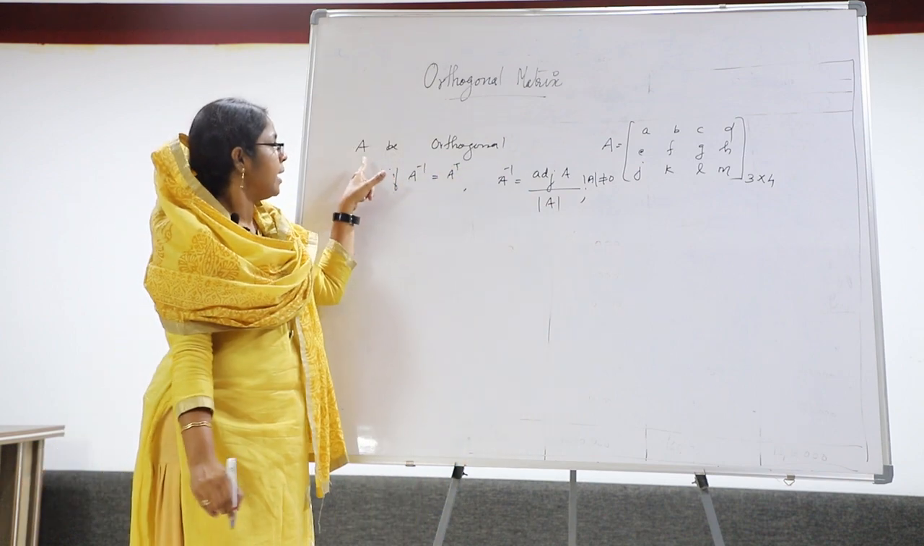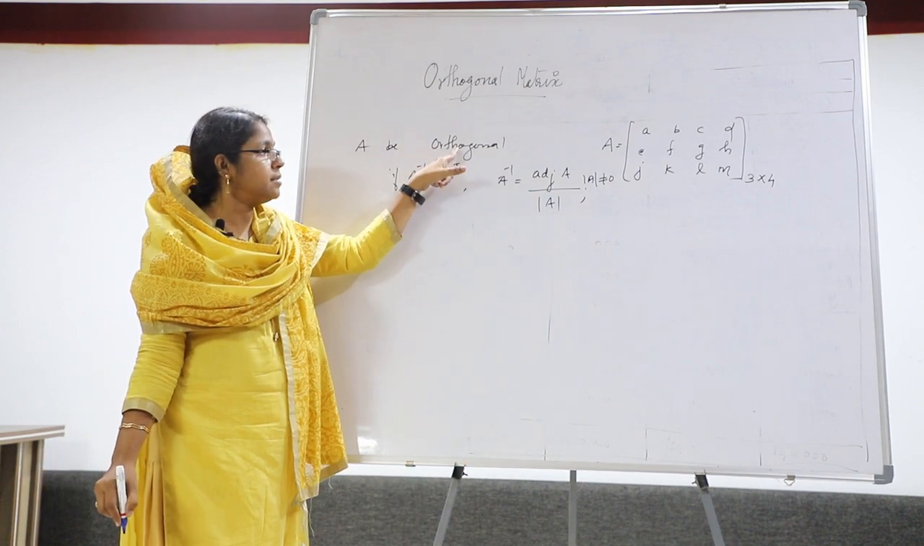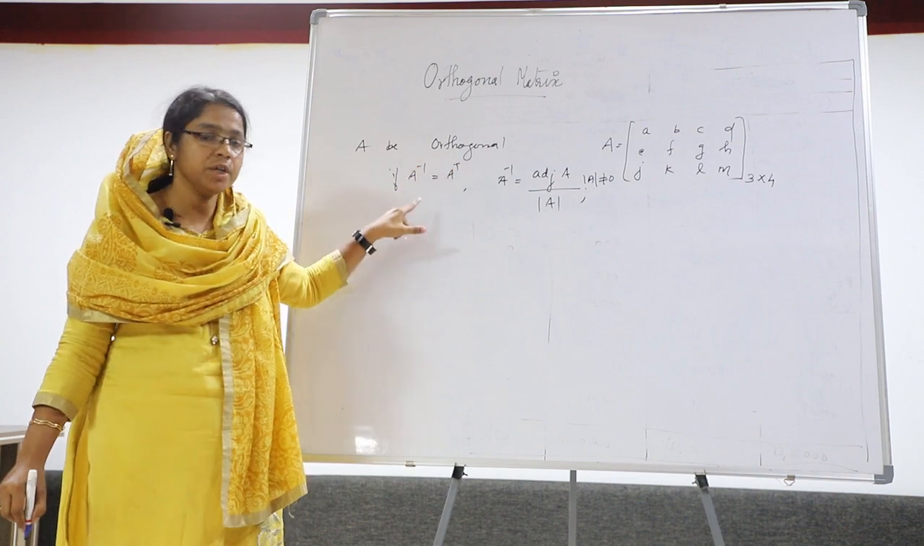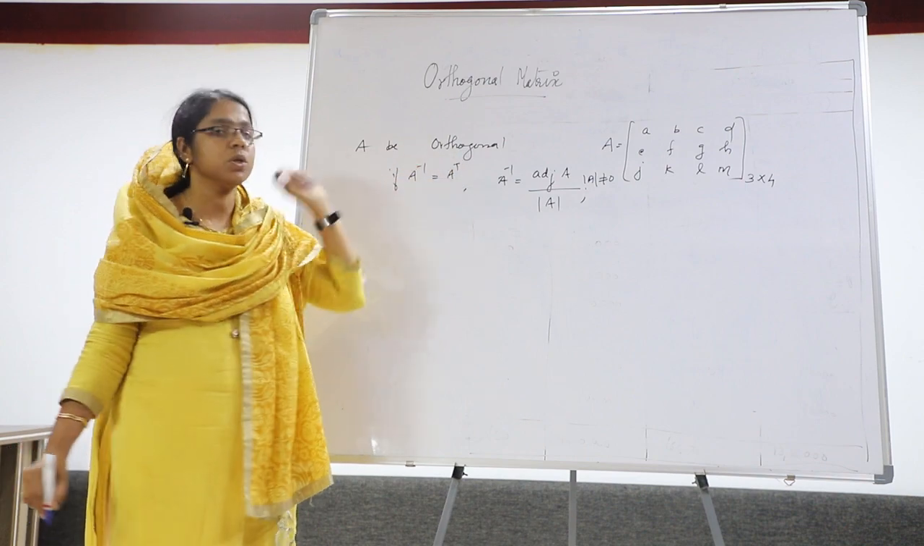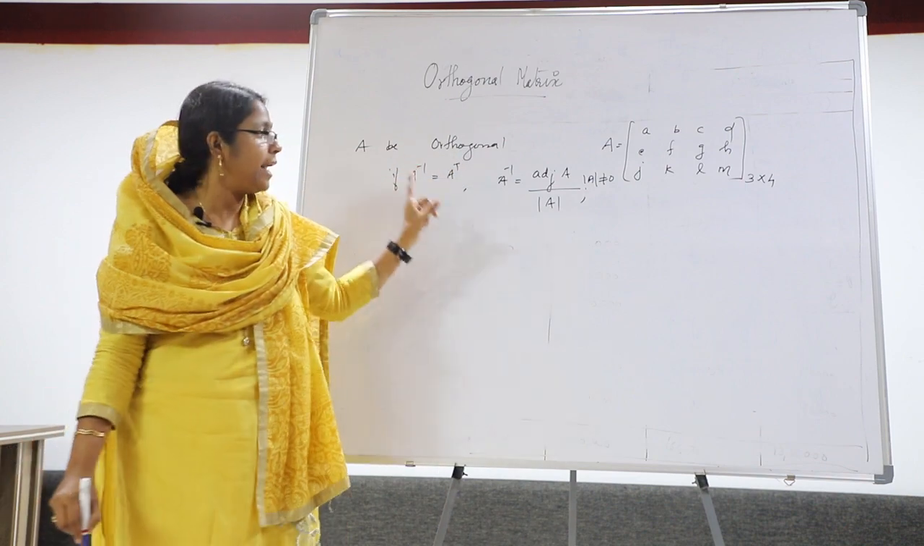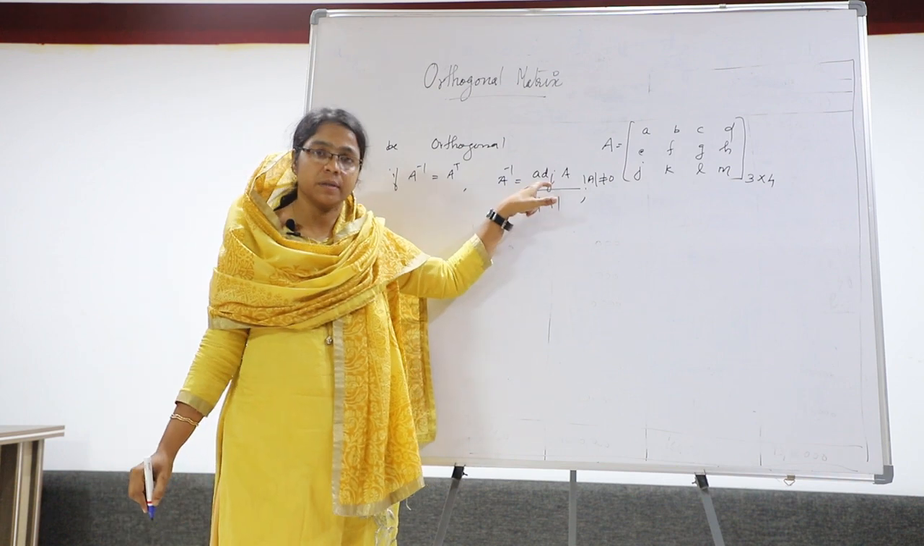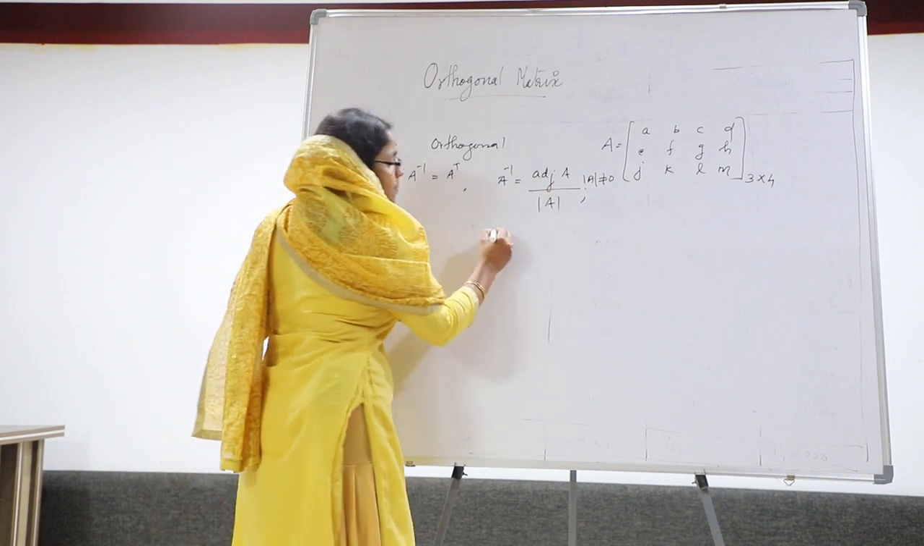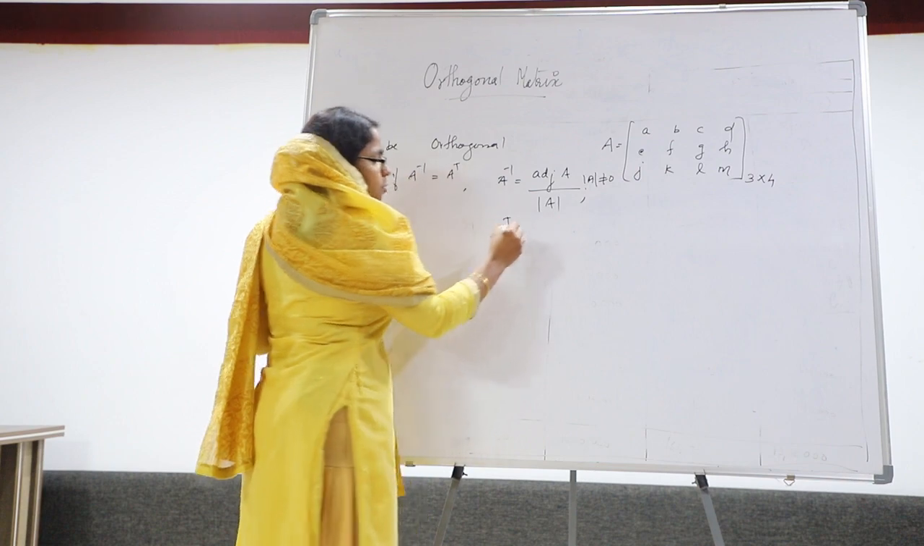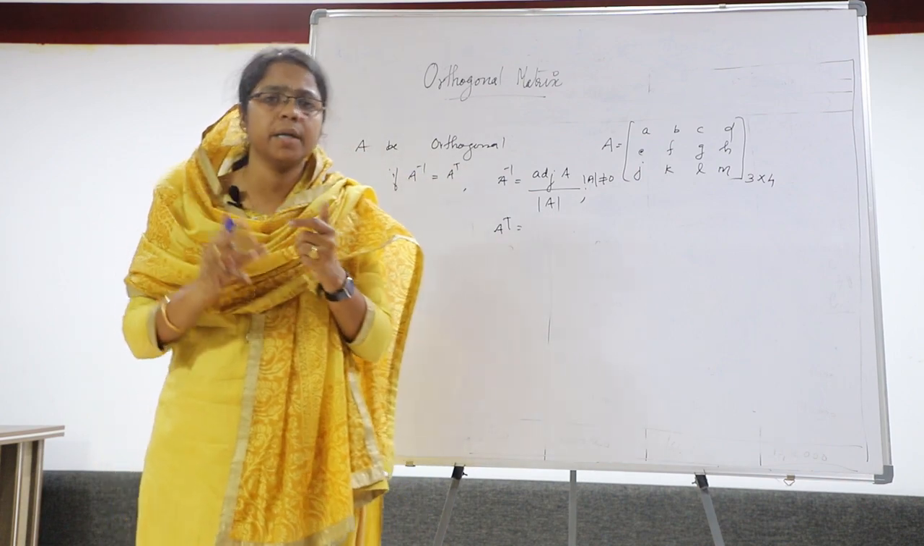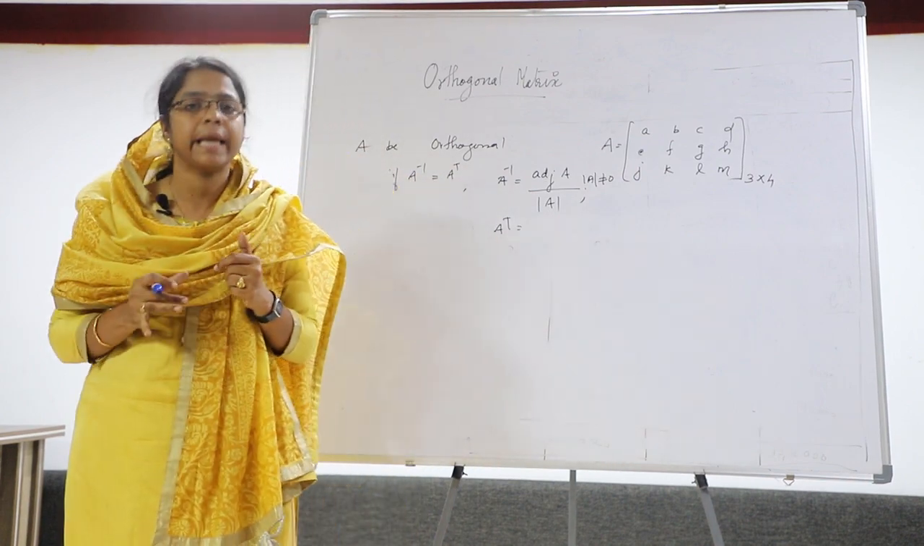Okay. And then if A is a square matrix, it is said to be orthogonal if A inverse is equal to A transpose. A inverse we can find by using this formula. And A transpose means transposing the rows and columns of the square matrix A.